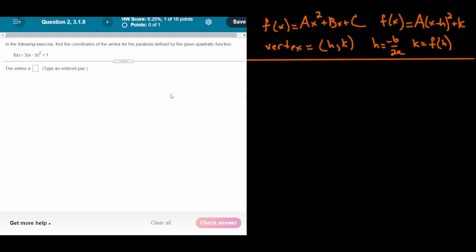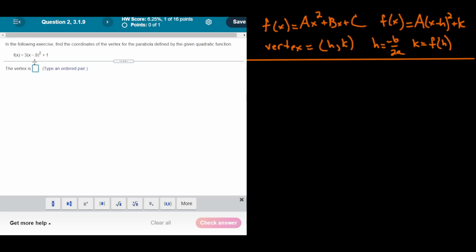It says, in the following exercise, find the coordinates of the vertex for the parabola given by the quadratic function. So they threw a 3 here, but we don't look at the 3. We only look at the inside of the parentheses to get our h. We take the opposite of what we see there, and the k will just be out here, which is +1. If you see a minus or a plus to the right-hand side, that would be your k. So don't pay attention to the 3. If anything, the 3 is your a. So that's not part of the vertex. Remember, vertex is (h, k). So your h will be +9, and your k will be +1, because the opposite of -9 is +9.